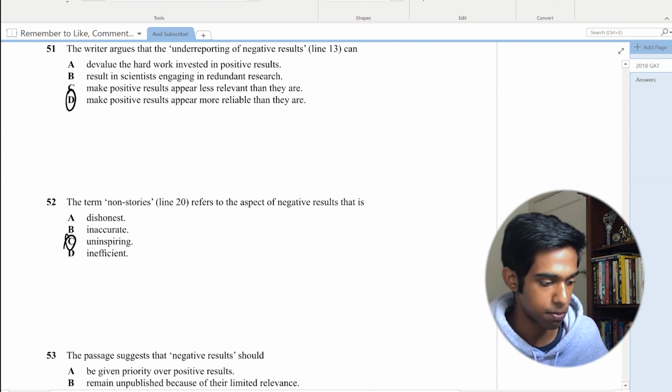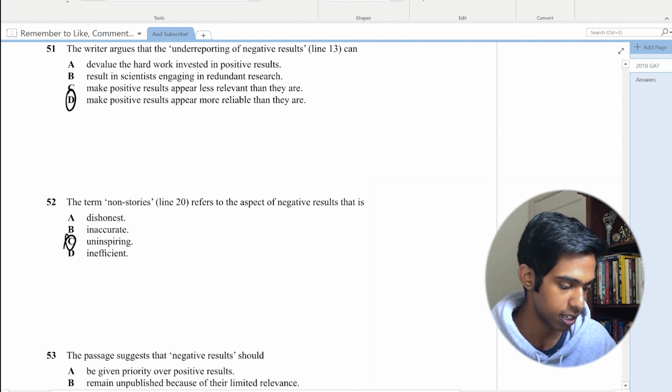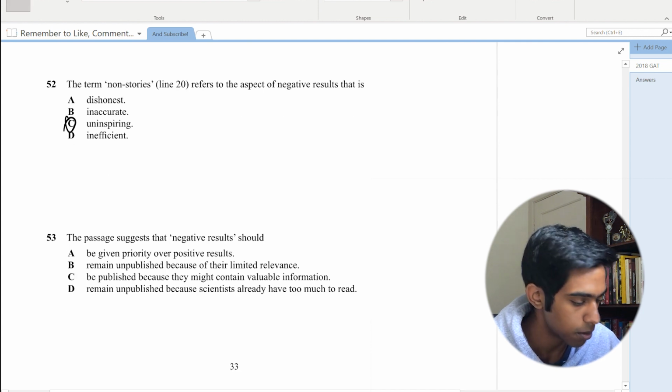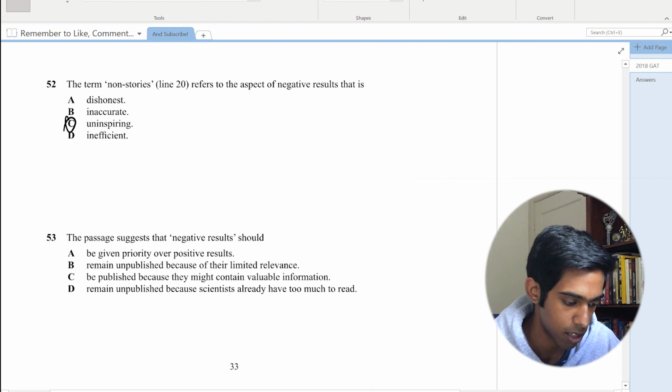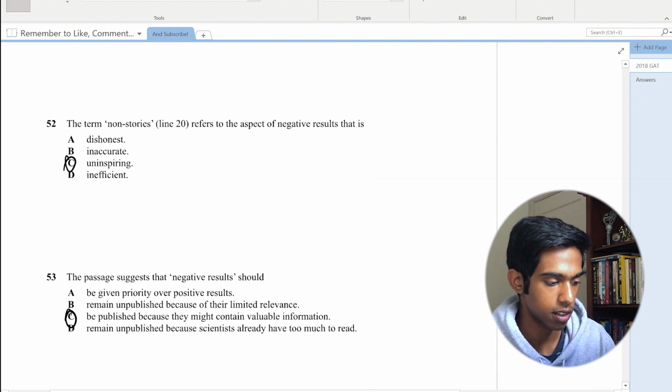I'm just going to plug in my computer so it doesn't run out of battery. So the next question is that the passage suggests that negative results should not be given priority over positive results and not remain unpublished, but be published because they might contain valuable information. I think it's definitely C here. So that's the last question for this one.